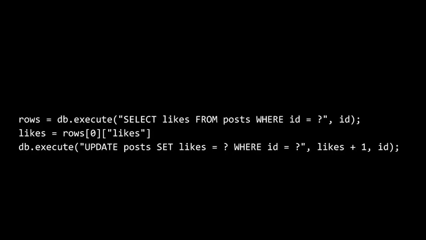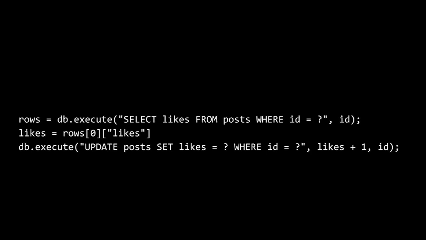So the code for that might look a little something like this. 3 lines of code using CS50's library here, where you execute select likes from posts where ID equals question mark, where ID is the unique identifier for that egg. And then I'm storing the result in a rows variable, which again I claim is a list of rows. I'm going to go into the first row, so that's rows bracket 0. And I'm going to go into the likes column to get the actual number. And that number I'm going to store in a variable called likes.